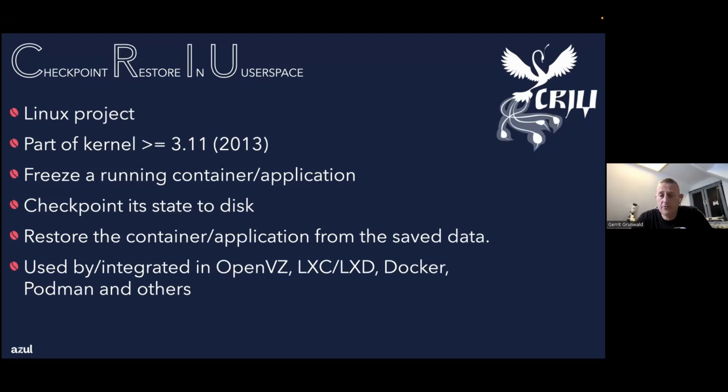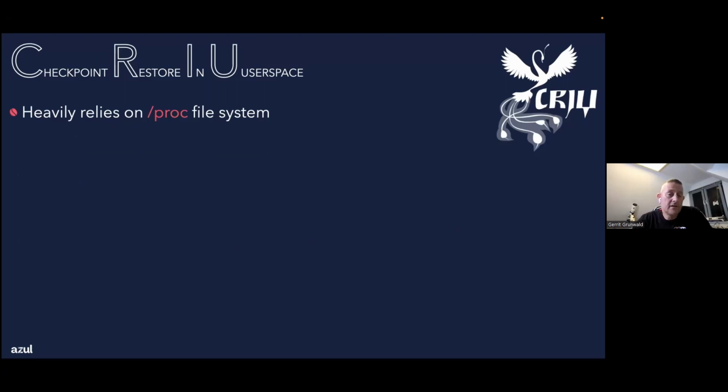It's already used or integrated in OpenVZ, Linux containers, Docker, or Podman. That doesn't mean it's always used, but you can use it there. So you can use CRaC, which is also a command line parameter, to checkpoint a Docker container. That's possible. It heavily relies on the proc file system, and that is, for example, the reason why it's not available on Mac. Even though Mac is a Unix-based system, it doesn't have proc, so there is no way to have CRaC there. And there are also Linux distributions that don't use the proc file system, and there you cannot use CRaC either.